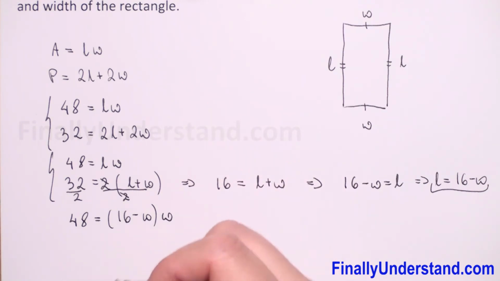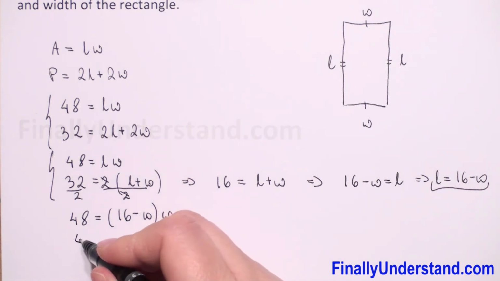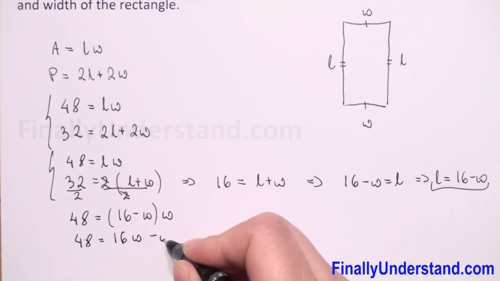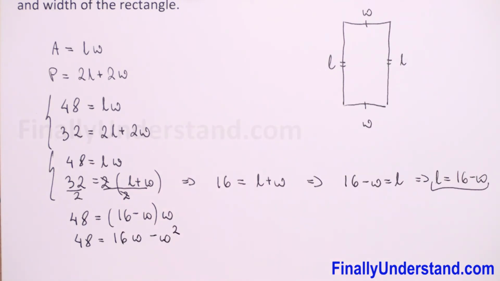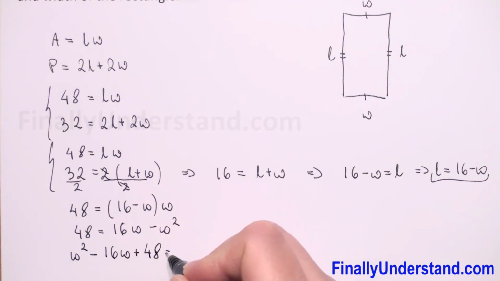So we have to do multiplication on the right side. We have 48 is equal 16W minus W square. So we got a quadratic equation. We will move the right side to the left side. So now we will have positive W square minus 16W plus 48, this is equal 0.